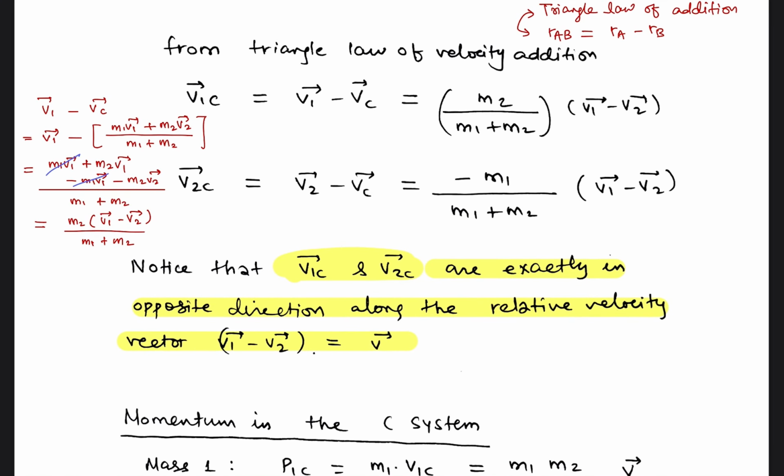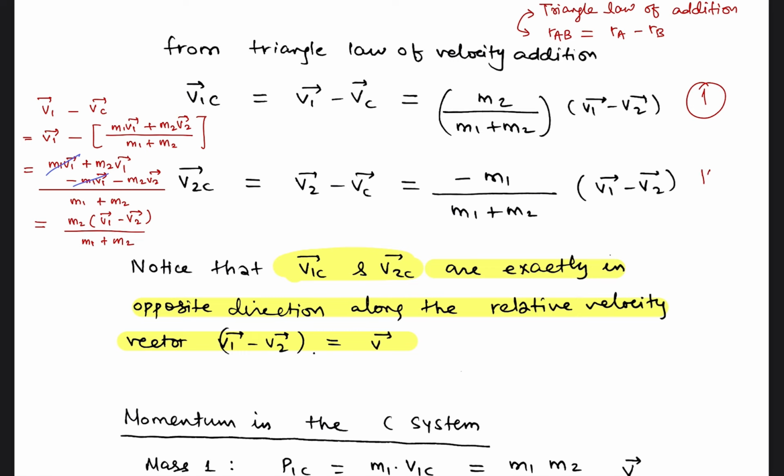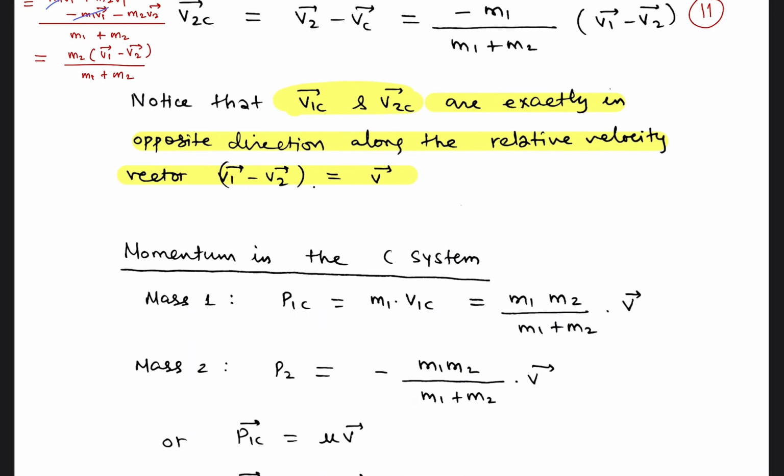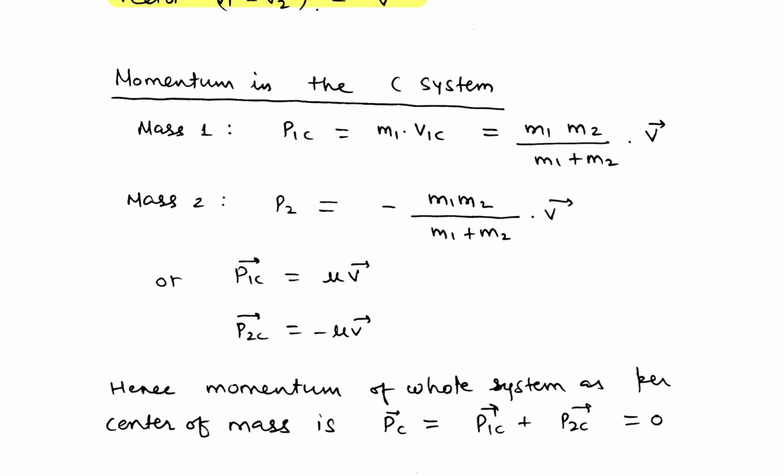So we have two important results here, that is of V1c and that is of V2c. So they are in opposite direction. Now we need to find one important thing, that is momentum in C system, the center of mass system, and there has been one PYQ in this question as well. We will solve the PYQ in a separate lecture, but this particular concept has attracted one previous year question.